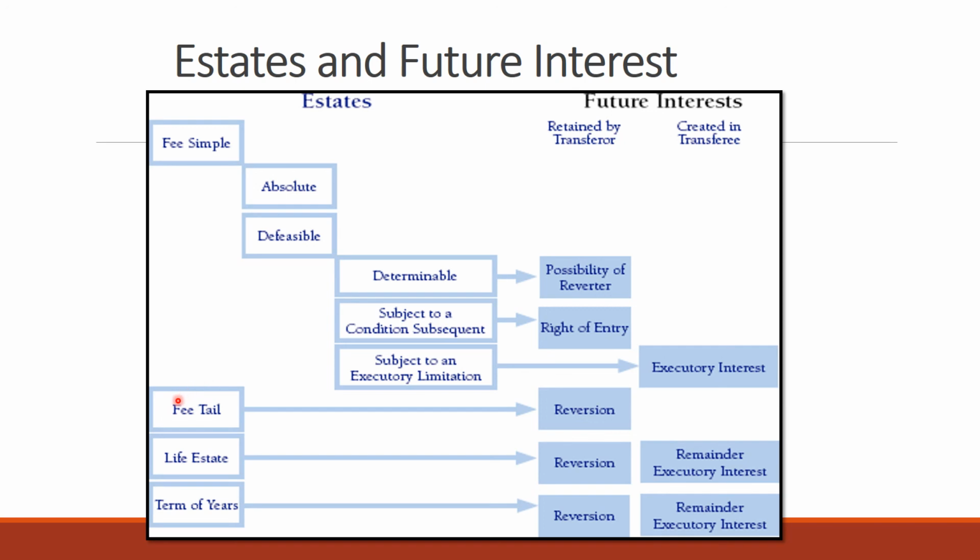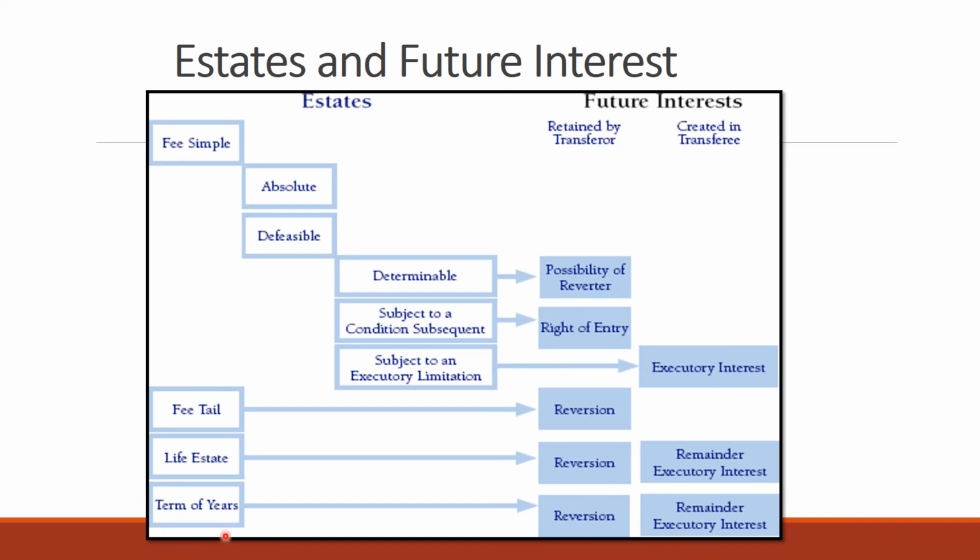Alternatively, you can have a fee tail. So the owner always starts off over here with a fee simple, and they can convey a fee simple, which is a complete conveyance. They can convey a fee tail, right? And if you have a fee tail, then you will always have a reversion here by the transferor. The transferor can also convey a life estate, in which case you will either have a reversion, a remainder, or an executory interest. You'll have one of these three as the future interest, and you'll be able to tell based on who retains that future interest.